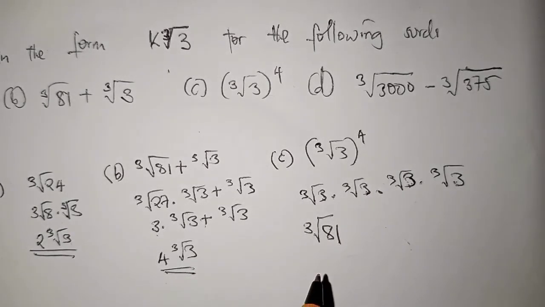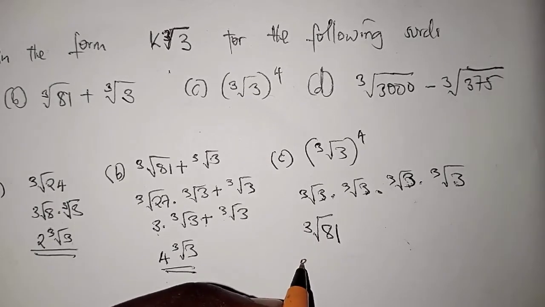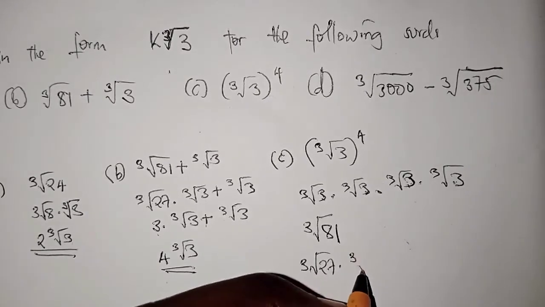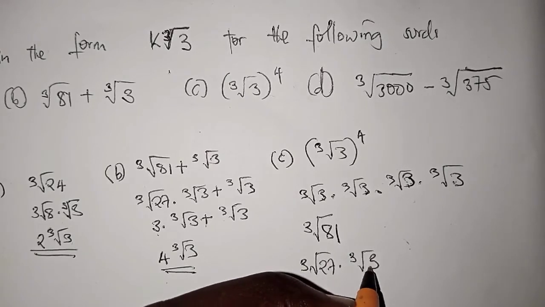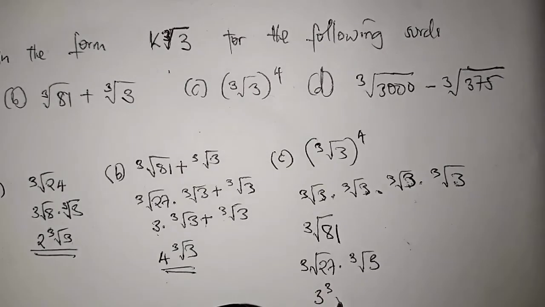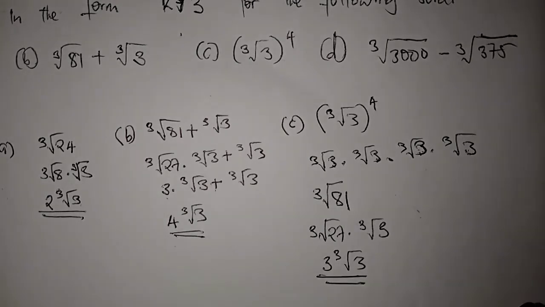Now the cube root of 81 simply gives us decimals, so we're going to express it in this form, which will be the cube root of 27 by the cube root of 3. The cube root of 27 is simply going to give us a 3 to multiply with the cube root of 3. So if you look at this one, it is also in the form k multiplied by the cube root of 3. Okay, we're done with this one. We'll go to the last part, which is d.